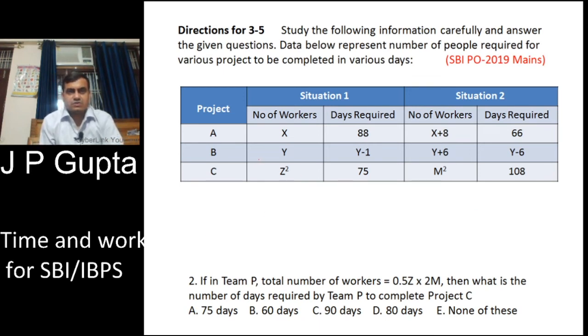This is the next question, the fourth question. So in team P, the total number of workers were like this. Here Z and M are not defined. And what is the number of days required by team P to complete project C? So we are talking about project C, and Z and M are already given. So now you can try this one.